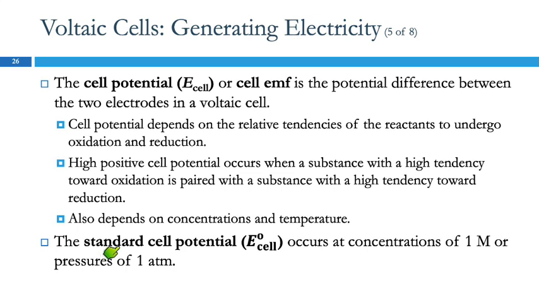So we refer to a standard cell potential, E with the degree symbol there, that means it's standard cell potential. And this is going to be at concentrations of 1 molar for solutions or pressures of 1 atmosphere for gases. Those sound a bit like standard conditions that we've used before? Yeah, they're the same standard conditions.